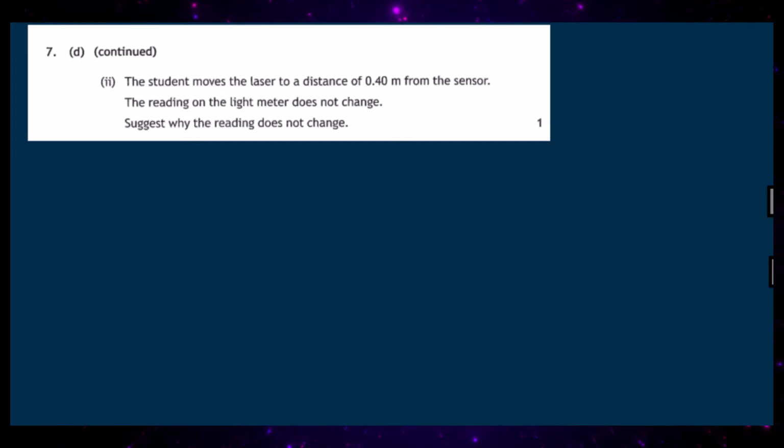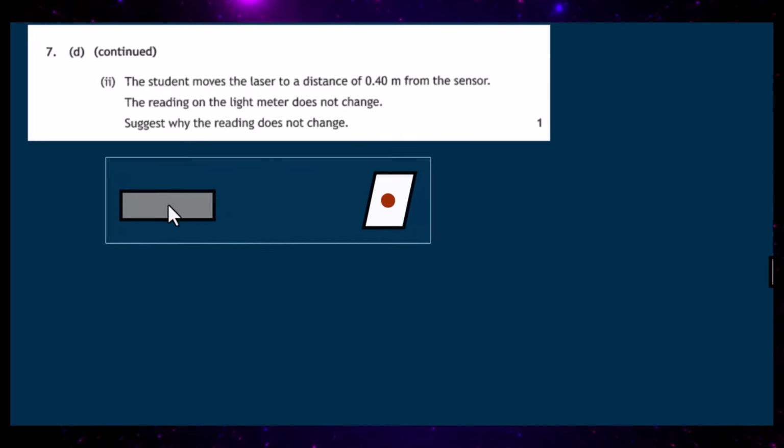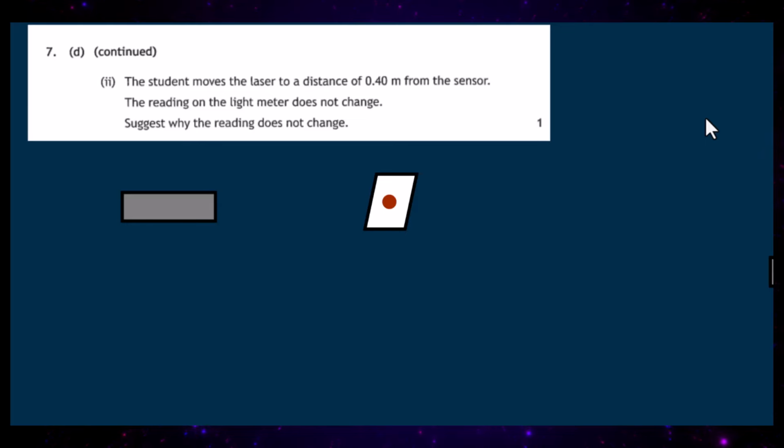Question 7D continued, part 2. The student moves the laser to a distance of 0.40 meters from the sensor. The reading on the light meter does not change. Suggest why the reading does not change. Well, this is a peculiarity due to a laser beam. If we shine a laser beam onto a screen or onto a sensor, the diameter of the beam is very, very small indeed. This is actually exaggerated. It's a very small diameter beam.